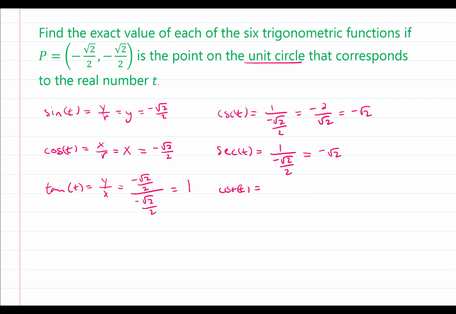And we know cotangent of angle t is equal to x over y. Now, what we could do is find x over y, or we could do the reciprocal of tangent. Since tangent is equal to 1, the reciprocal of 1 is still 1. So we've now found all 6 trigonometric functions for this point P, which is the point where the terminal side of the angle t intersects the unit circle, which means that automatically our value for r is 1.